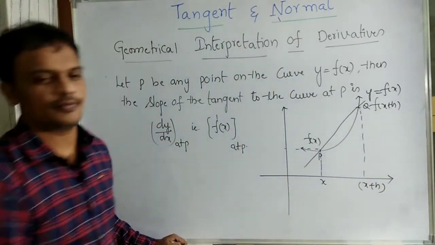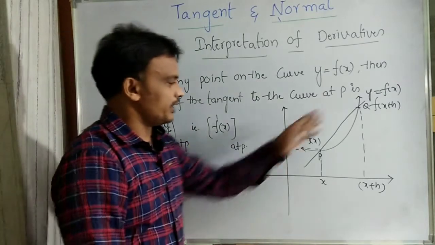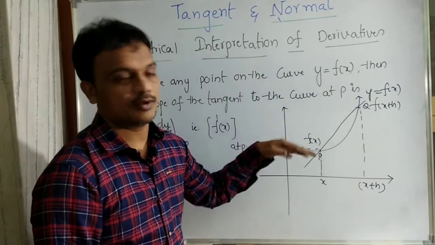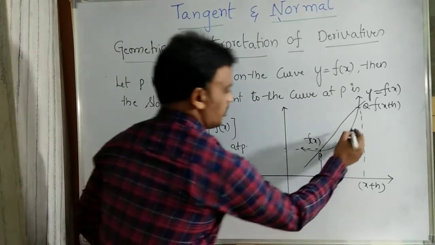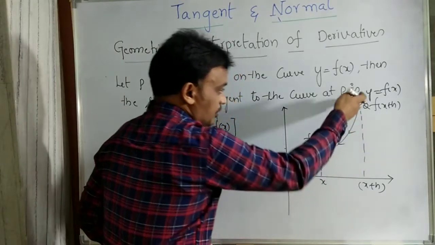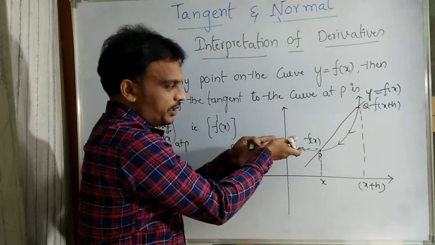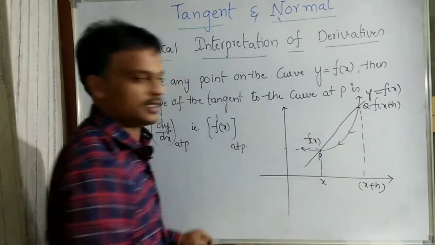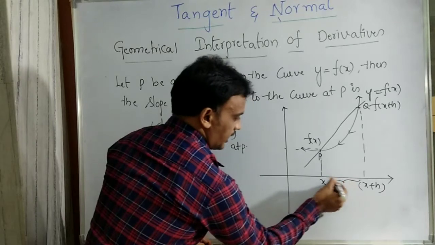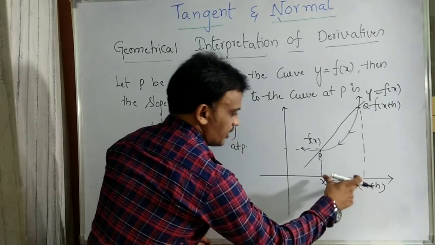Now when the secant becomes a tangent, just now I explained, the point Q is moving along the curve. When it reaches the point P, then the secant becomes a tangent. Now that means I can define like this. The distance between them is h.